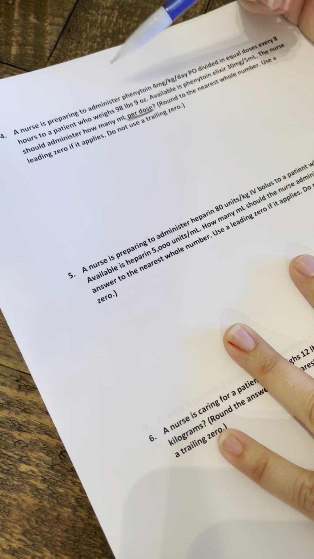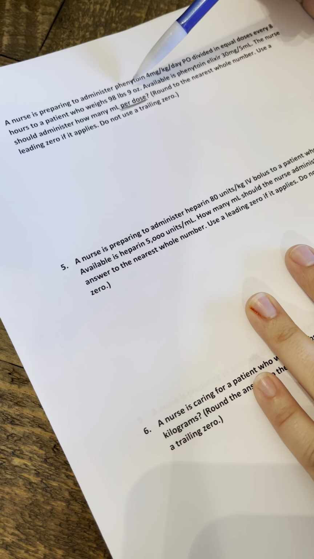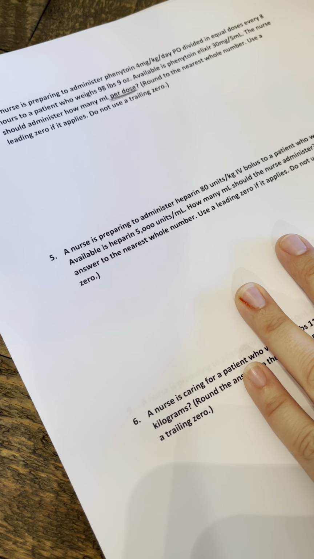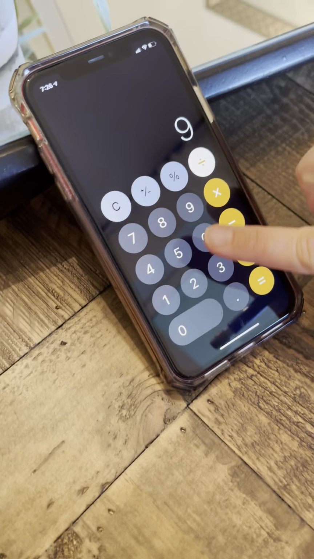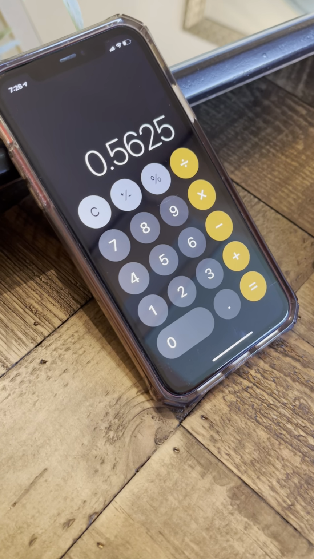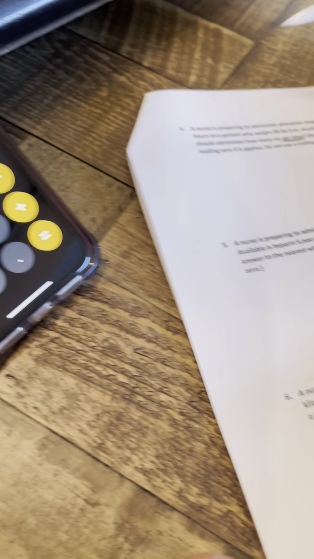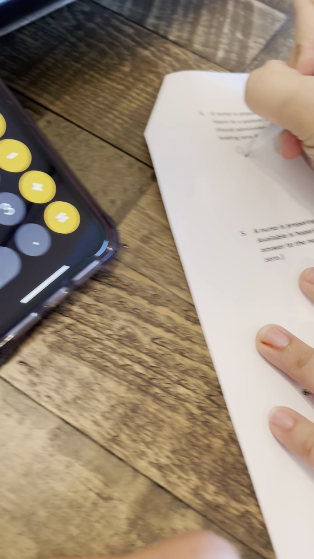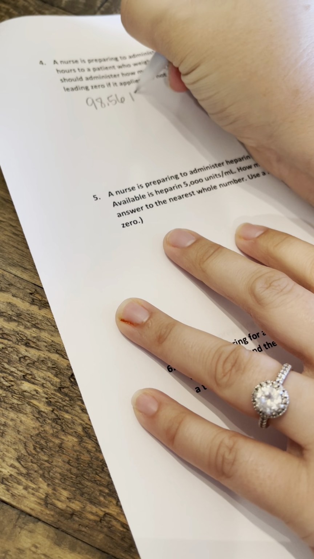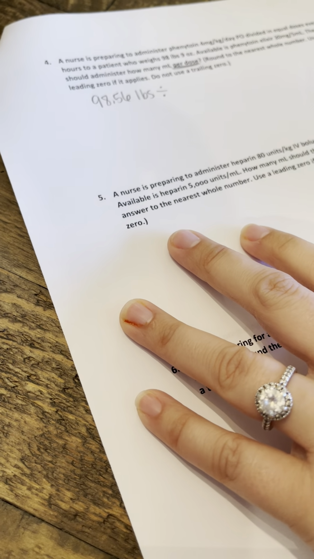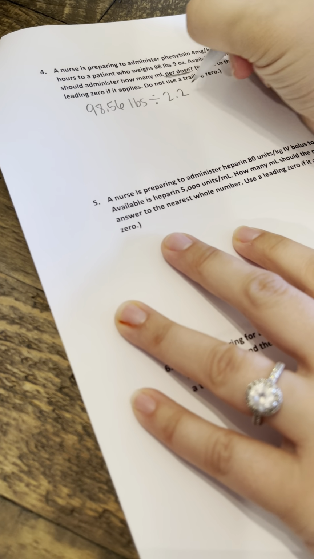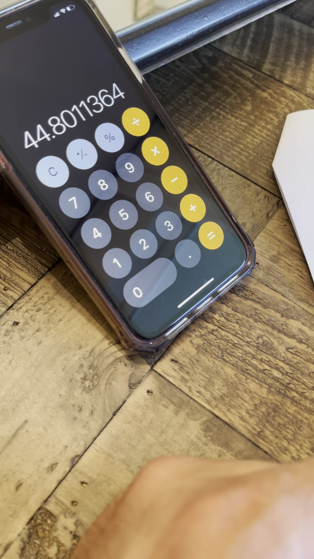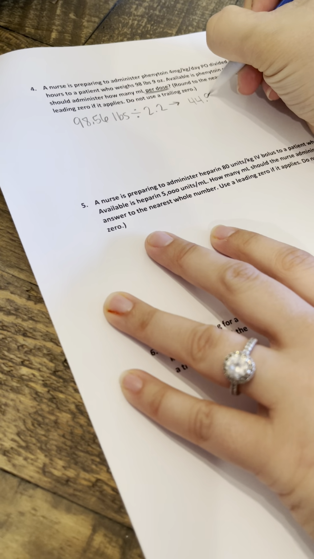So we're going to start with our weight. Our patient weighs 98 pounds, 9 ounces. So we're going to find out how many pounds is 9 ounces. So we do 9 divided by 16. And then we're going to add that to our 98 pounds. So our patient weighs 98.56 pounds, but we need to get that to kilograms. So we're going to divide by 2.2. And our patient weighs 44.8 kilograms.